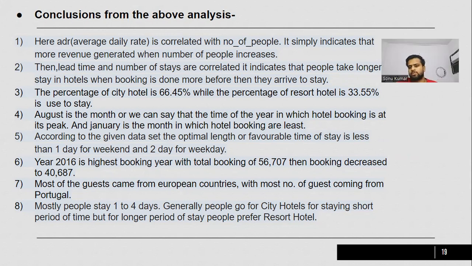August is the most preferred month for booking a hotel. And January is the month in which hotel bookings are the lowest. According to the given data, the optimal length of stay is less than 1 day for weekends and 2 days for weekdays. Then we discussed the year in which the most bookings were done. 2016 is the year in which the most bookings were done.